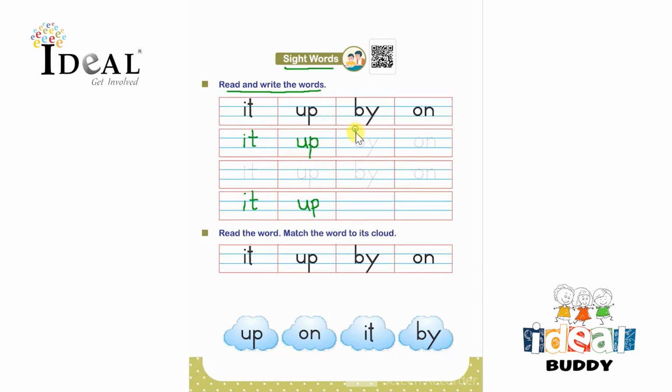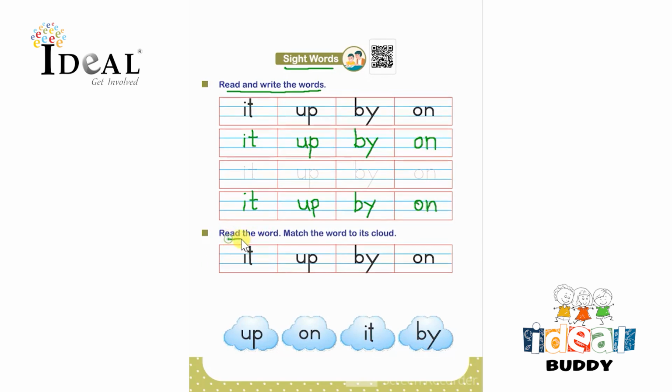Another word is by, B-Y, by. So they will first trace it twice and then they have to write it on their own. And the last word is on, O-N, on. Again they have to write it here on their own. Make sure they are reading the words and then they are writing it.